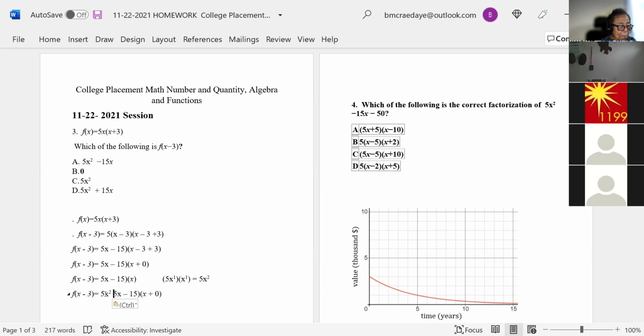Now, what's minus 15 times x, Alva? 15 times X is 15X. That's right. So a minus 15 times x will just give you a minus 15x. Yes. And we can take out the 0. So our answer is 5x squared minus 15x. And that's answer what, Maureen? What answer? A, B, C, or D? A. That's answer A.